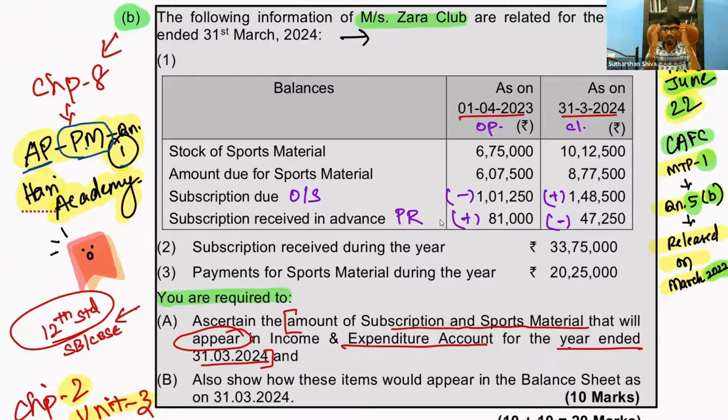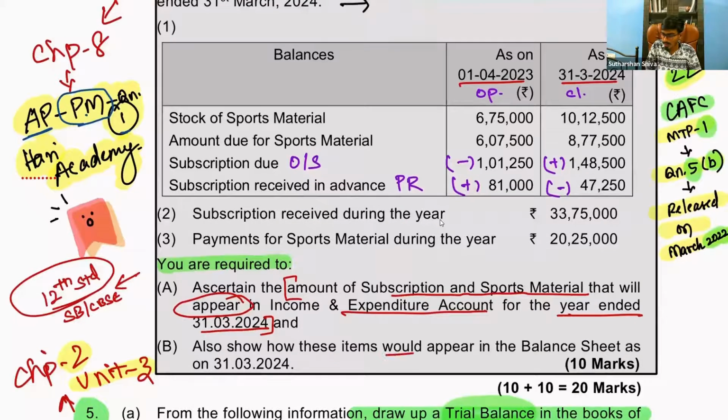Once you listen to this, what should come to your mind is that an income and expenditure account is prepared on an accrual basis. On an accrual basis, for that particular current year, whatever expenses we have paid or yet to pay, whatever incomes we have received or are yet to receive, which are for the current year, we will record. And in the same way, also show how these items would appear in the balance sheet. They are not asking for the entire balance sheet, they are asking for an extract balance sheet.